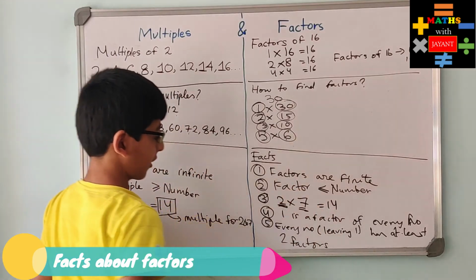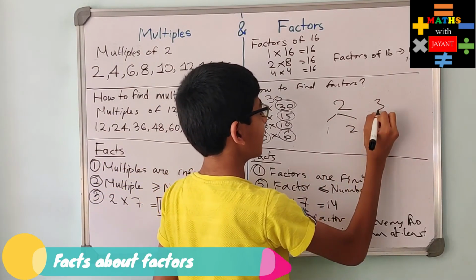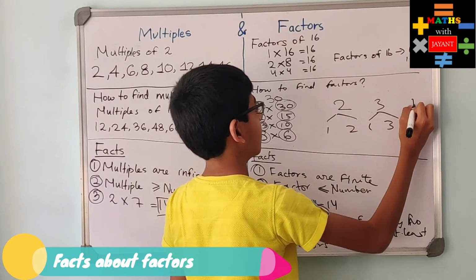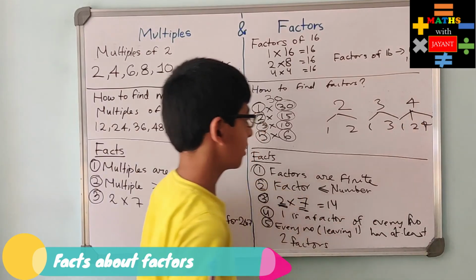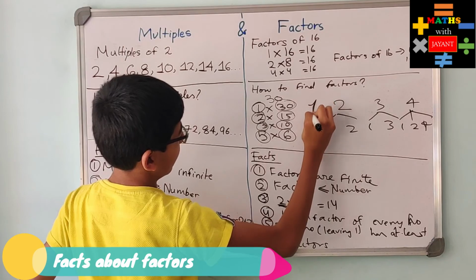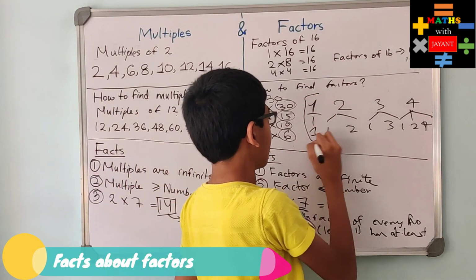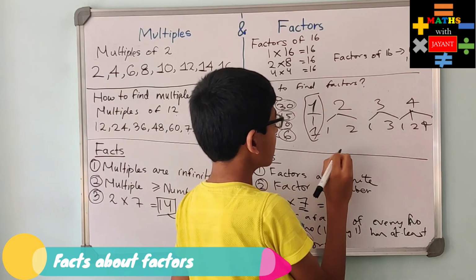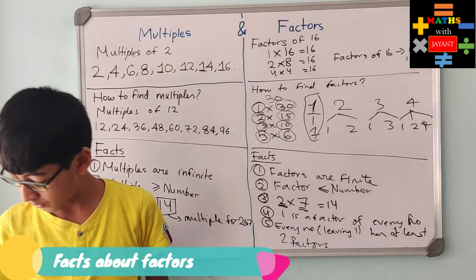We can even check that. For 2 the factors are 1 and 2. For 3 the factors are 1 and 3. For 4 the factors are 1, 4 as well as 2. And 1 is the only number that has just 1 as its factor. So leaving 1, all the numbers have at least 2 factors. At least. They can of course have many more.